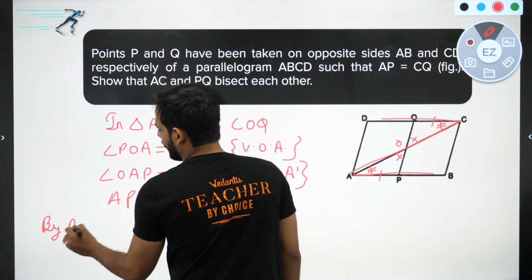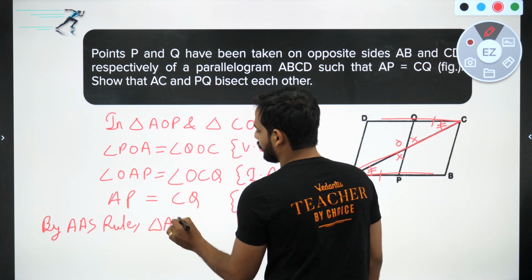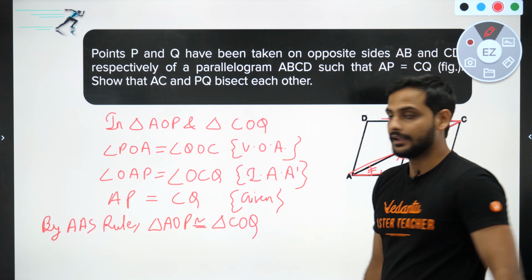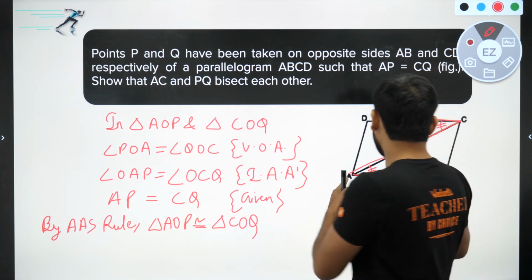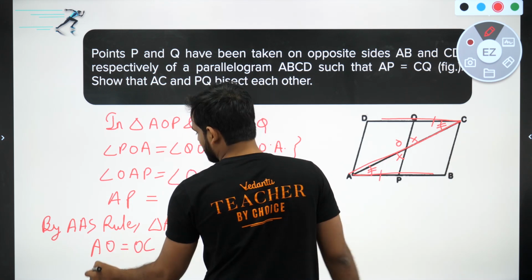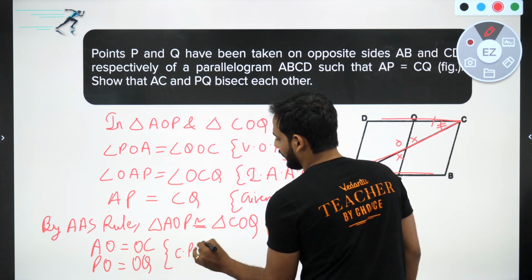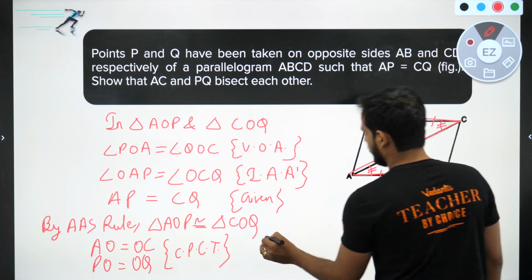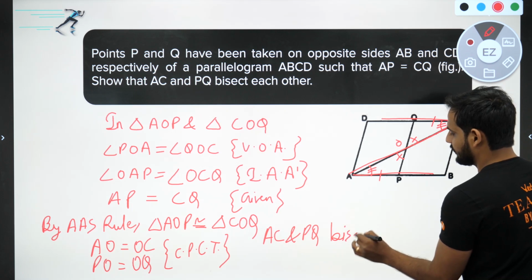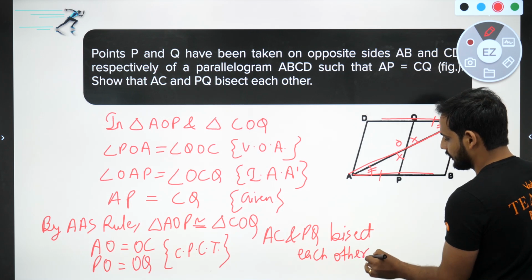This is given. So you can see here, by the angle-angle-side rule, I can say that triangle AOP is congruent to triangle COQ. If these two are congruent, then by CPCT I can say that AO is equal to OC and PO is equal to OQ. And once I have proved this, I can say that AC and PQ bisect each other.